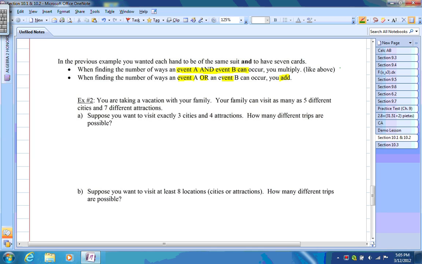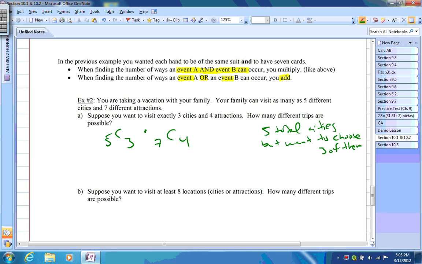Okay. So if you think about it, you want to do 5C3 times 7C4. Because you have 5 total cities, we'll want to choose 3 of them. 7 total attractions, but want to choose 4 of them.